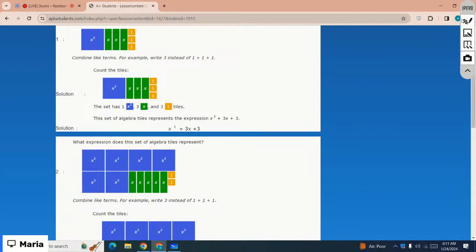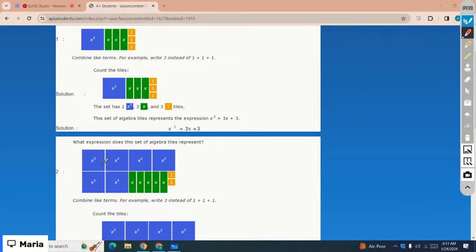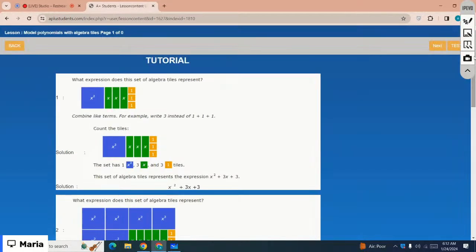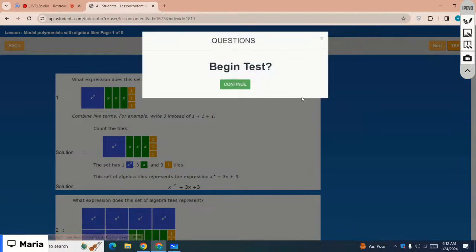Okay, let's see how we write the expression for this set of algebra tiles. 1, 2, 3, 4, 5, 6 tiles for x square. You can write it as 6x square. 1, 2, 3, 4, 5 tiles for x, so that is 5x. And only 2 tiles for 1, so that is 6x square plus 5x plus 2. Got it? That's how we write the expression when we are given a set of algebra tiles. Let's just start with the test questions.